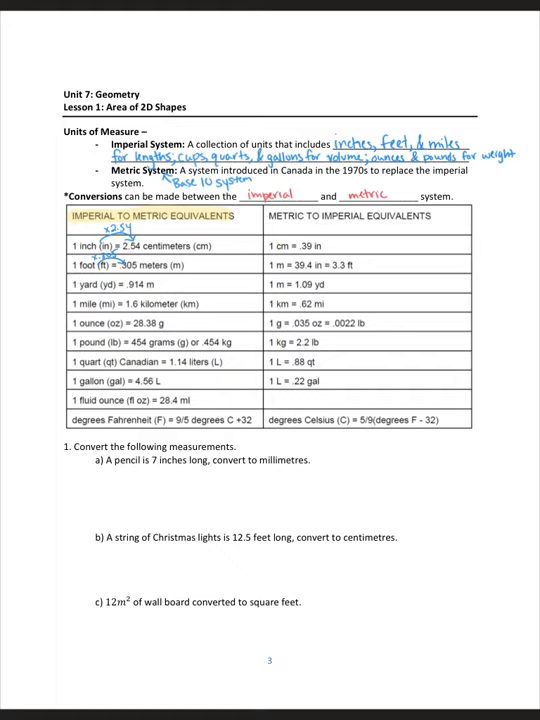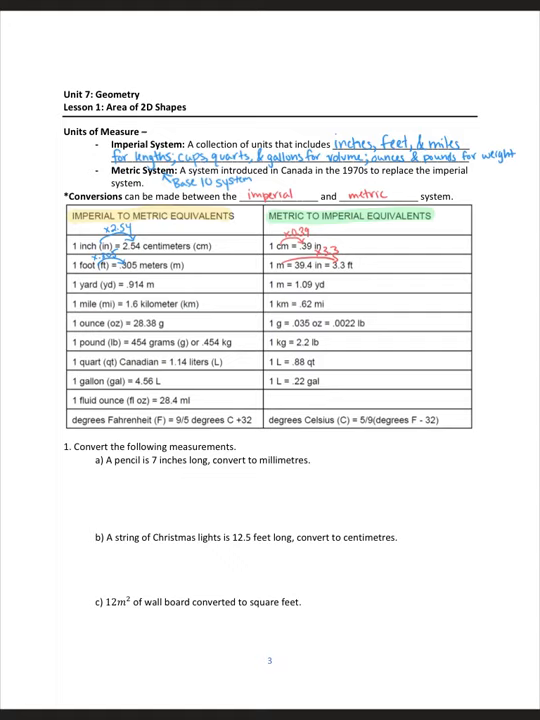On the other side here, we have metric to imperial equivalents. So in this case, again, we're going to multiply, but you should notice that we're going the other way. So to go from centimeters to inches, we're going to multiply by 0.39. So however many centimeters we'd have, we multiply by 0.39. To go from meters to inches, or more common actually, is to go from meters to feet, you're going to take however many meters you have and multiply by 3.3. All right, and so on.